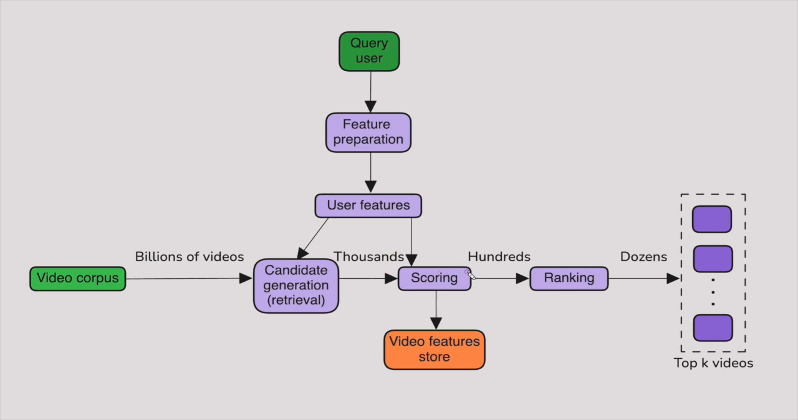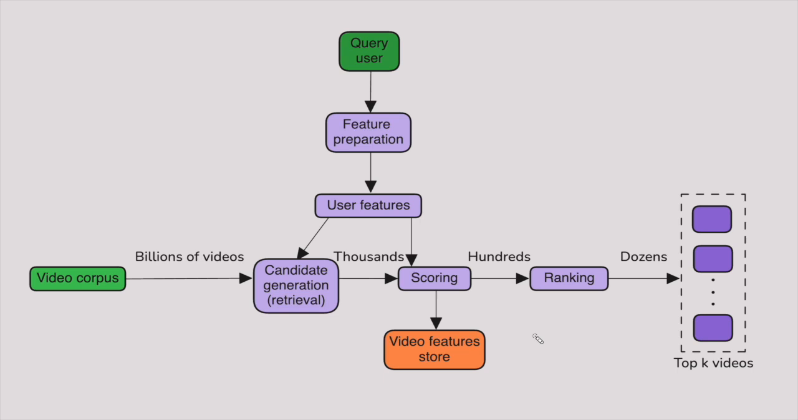Now, once we have thousands of videos that we might want to recommend to this specific user, we need to score them and lower the amount from thousands to hundreds. So we use a completely different algorithm for this and a different model, which can be more sophisticated and complicated because we have less data to analyze and filter.